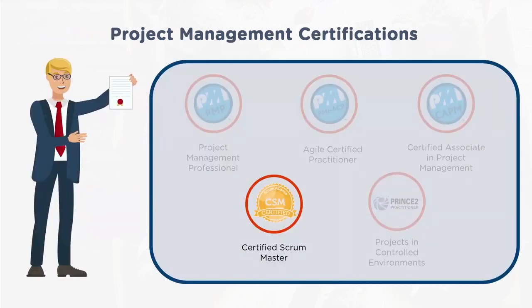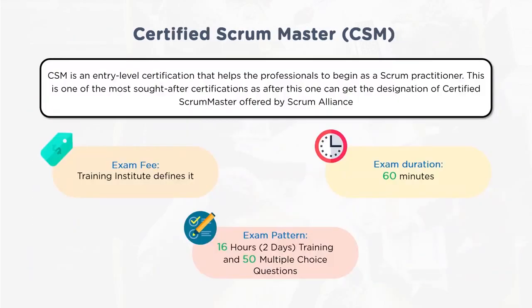Next, Certified Scrum Master. So Certified Scrum Master is an entry-level certification that helps professionals to begin as Scrum practitioners. It is one of the most sought after certifications. After this one can get the designation of Certified Scrum Master, which is offered by Scrum Alliance. So the examination fee, which will change from time to time, is not revealed. So one has to approach the training organization where they will get trained on Certified Scrum Master.